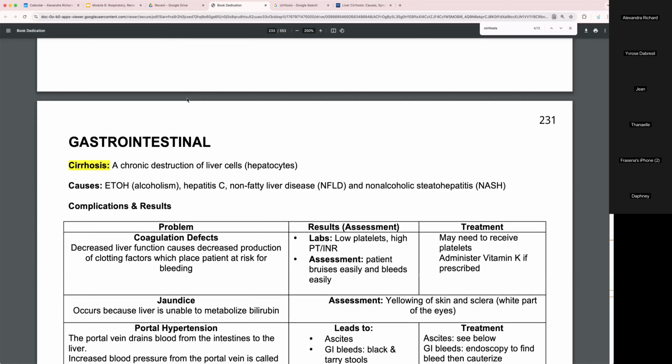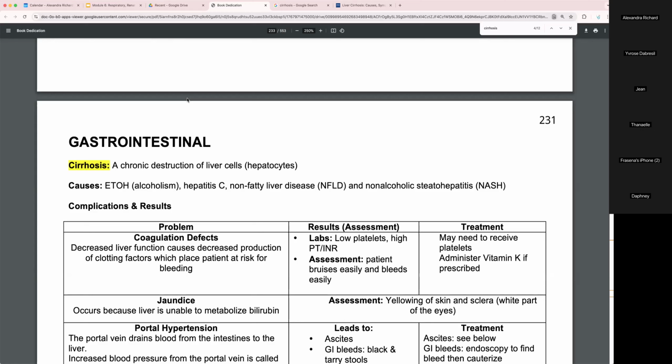Non-alcoholic fatty liver disease and non-alcoholic steatohepatitis. So non-alcoholic fatty liver disease, break it down. They have a fatty liver, but it's not because of alcohol. So one of the ways to describe a damaged liver is you can say the liver is fatty.